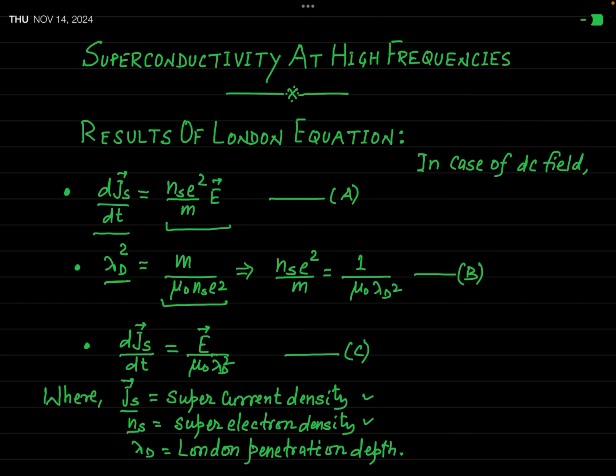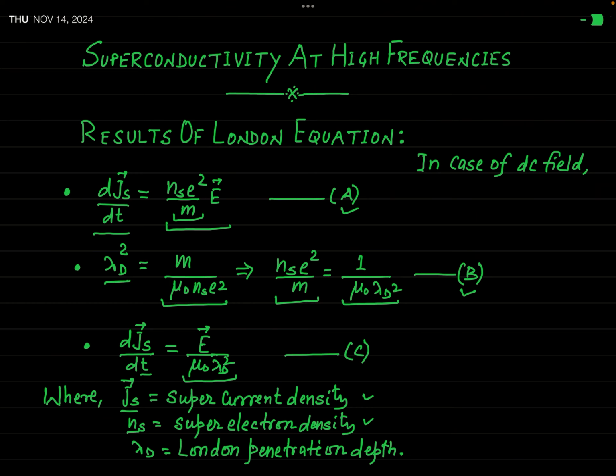From here you can see that in equation A there is a factor ns times e square over m. So let us find the value of this factor ns e square over m from this result, and that will be equal to 1 over mu naught times lambda d square. So this equation A, by the use of this equation B, you can write in this manner. This is dJs by dt equal to E over mu naught times lambda d square. You know this mu naught is the permeability of free space.